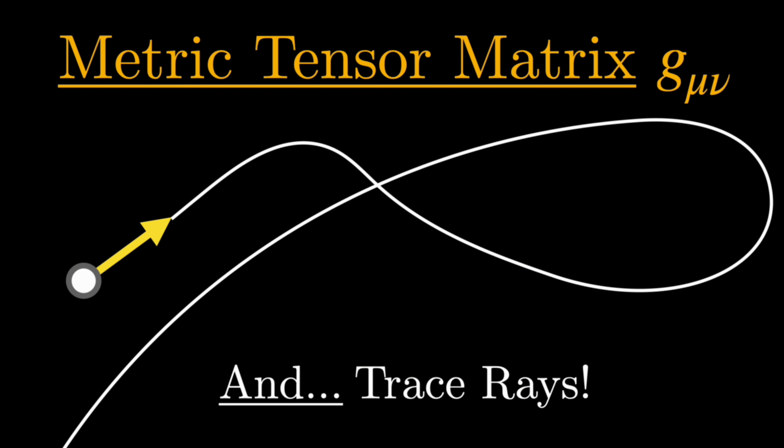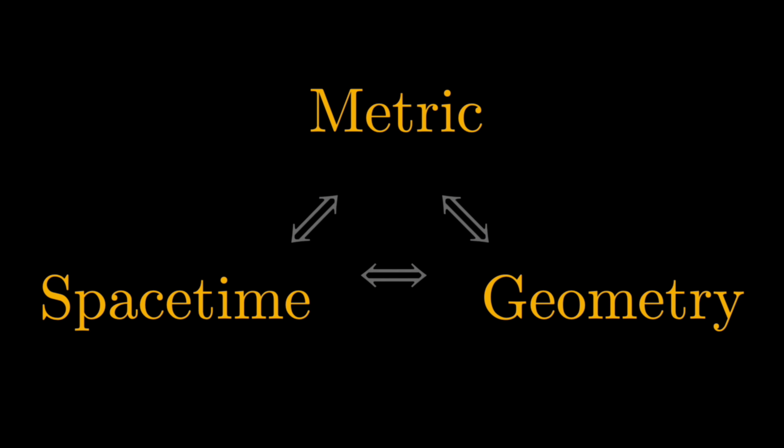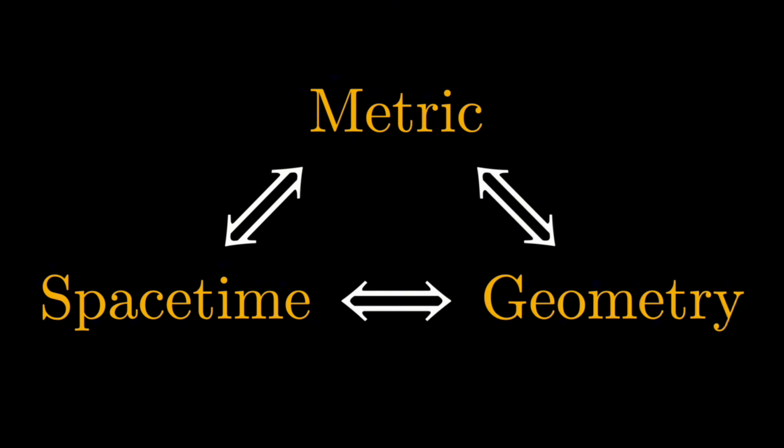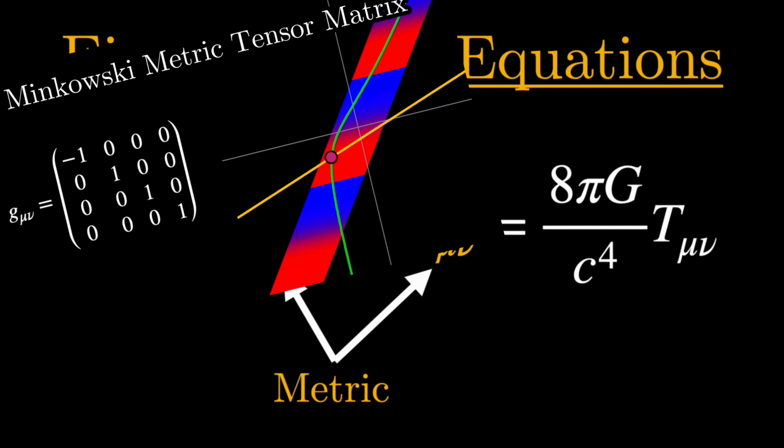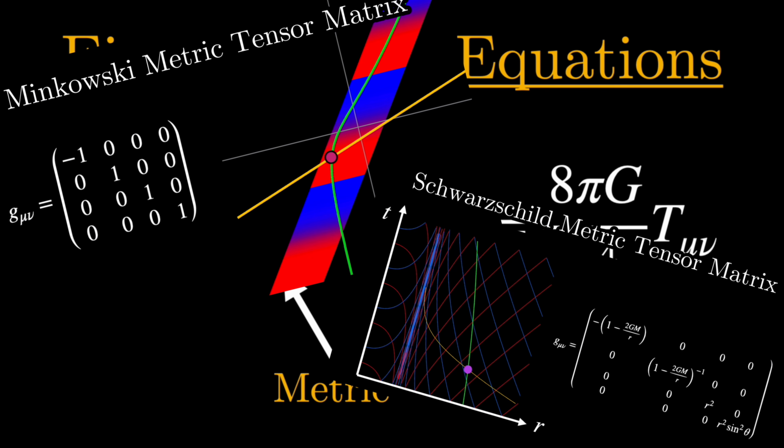In fact, some people even use the term metric interchangeably with spacetime or geometry because it completely defines everything about a patch of spacetime in terms of a coordinate chart. And it's actually one of the terms in the famous Einstein field equations that people solve for, which is where all these coordinate charts and matrices come from in the first place.